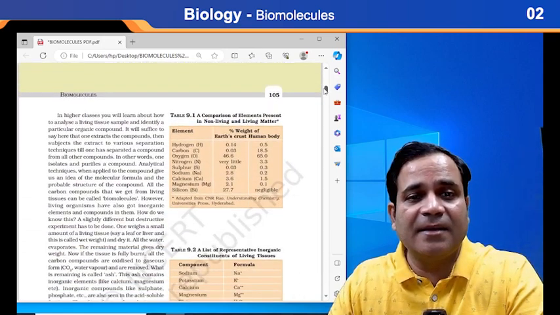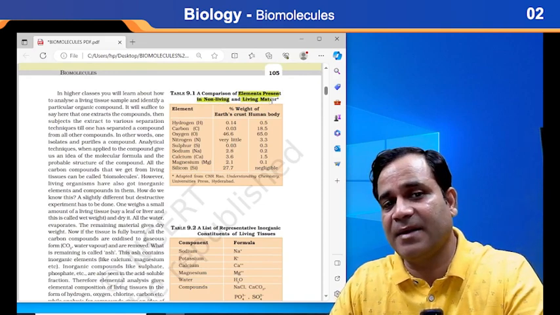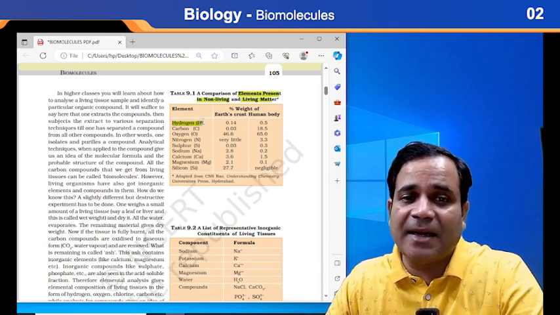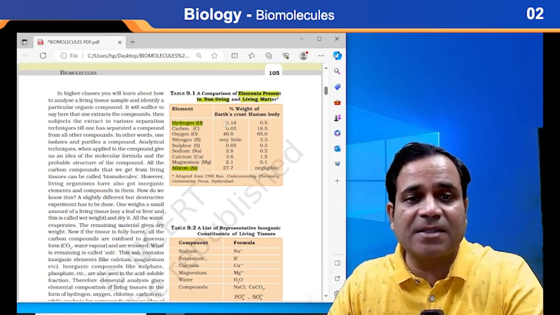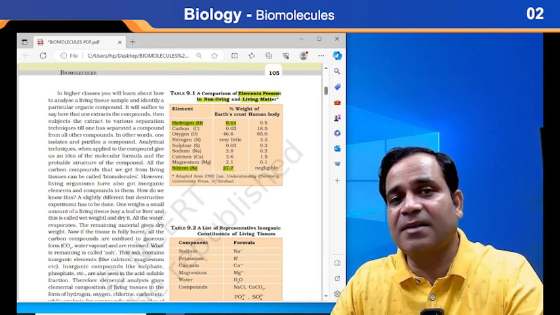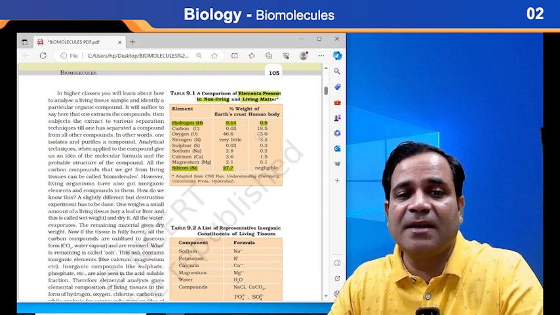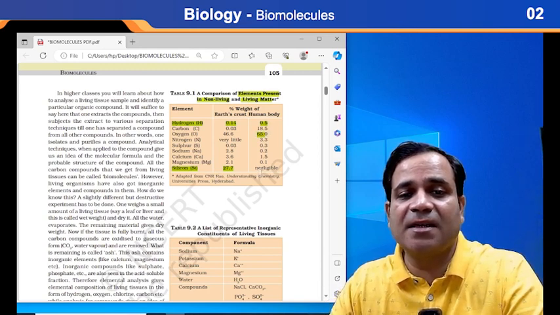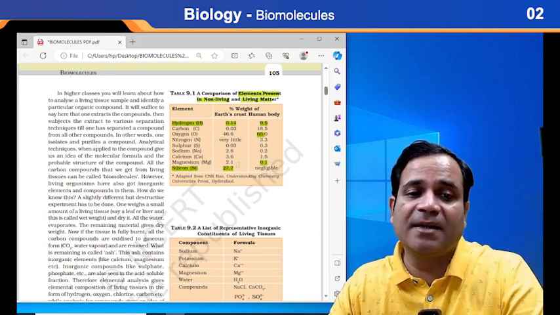Now check here the comparison between elements present in non-living and living matter. This is what is asked in examinations: the element which is very least and the element which is very large. The weightage percentage in the earth's crust is 0.14%, and the largest is silicon, 27.7%. What about the percentage in the human body? 0.5%. Here I'm talking about oxygen, 65%, and the least amount is magnesium, which is negligible. Getting my point or not?